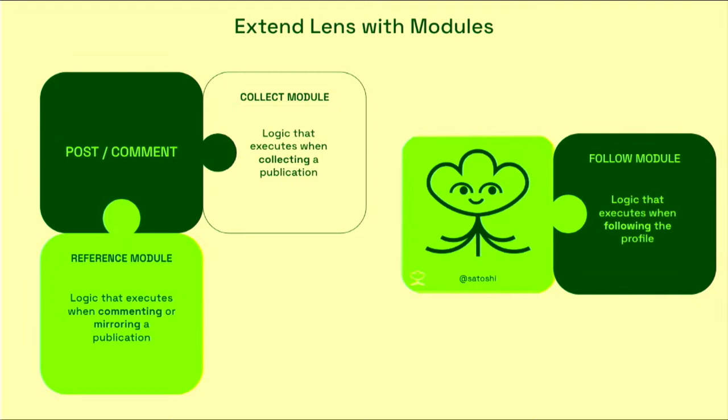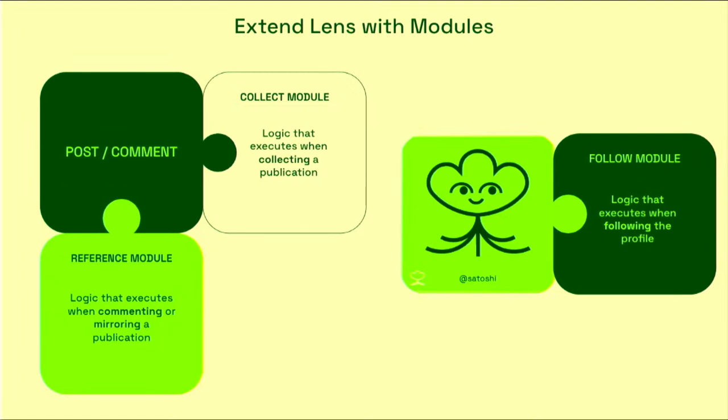Posts and comments have two other types of modules. A reference module determines whether or not something can be referenced. That's called on comments and on mirrors. An example of that is: only my followers are allowed to comment on my posts or mirror them. I could also say that only people who hold more than 5 FWB tokens are able to comment on my post or mirror them. And they allow you to restrict access to certain communities.